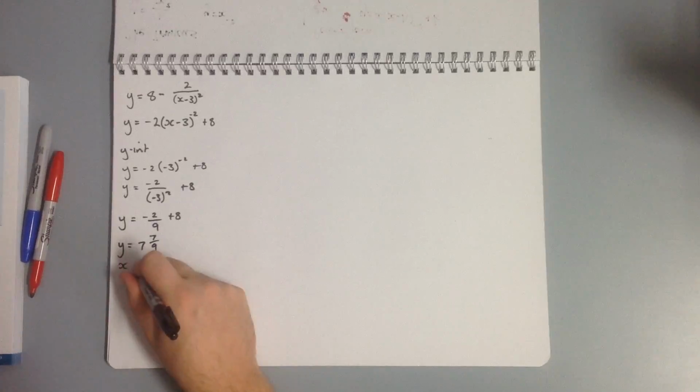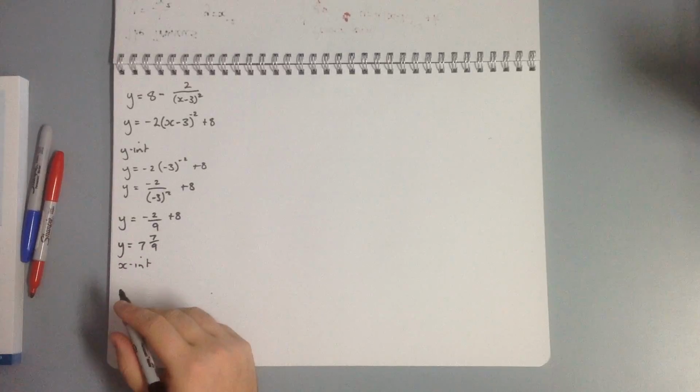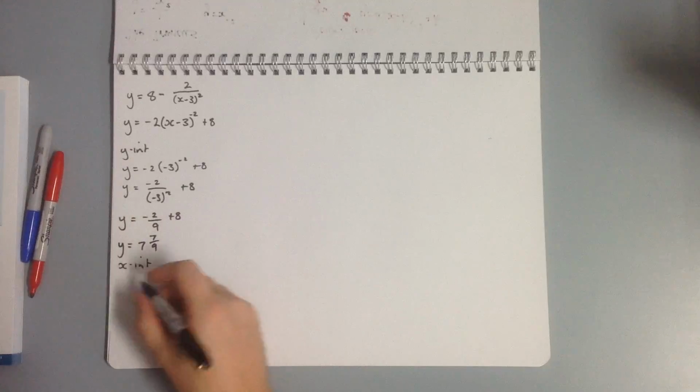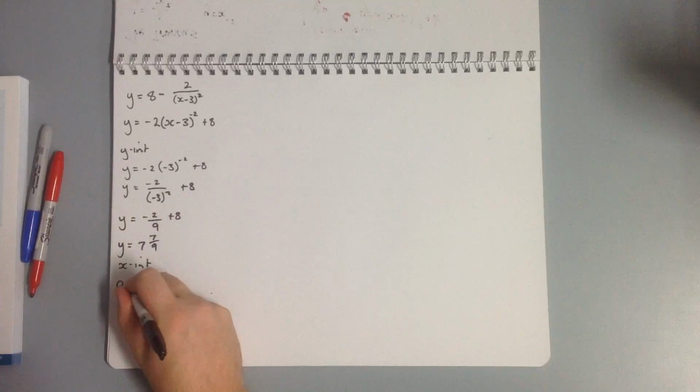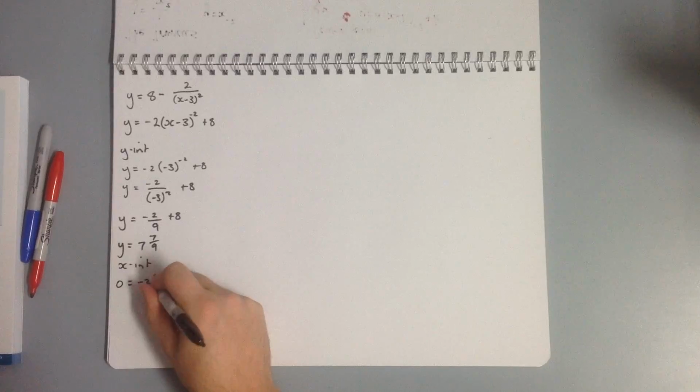To find our x-intercept, we let y equal 0. So we've got 0 equals negative 2 outside it.